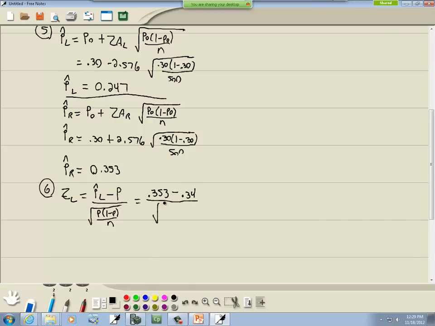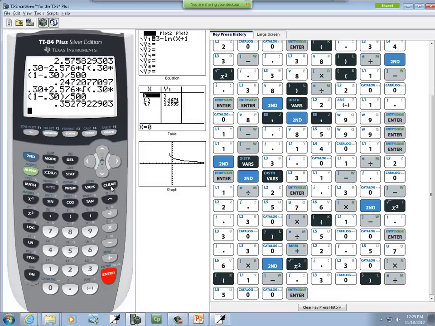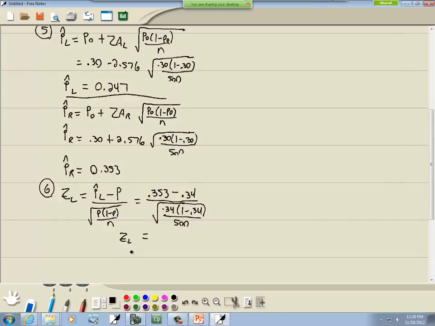Divided by the square root of 0.34 times 1 minus 0.34, divided by N, which was 500. Okay, let's see what that's equal to. Again, the trick to this is when you plug it into your calculator, put parentheses around the top, and parentheses around the bottom.